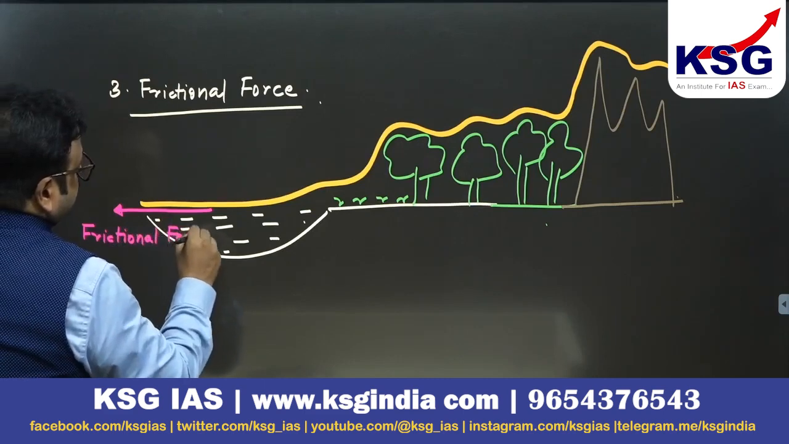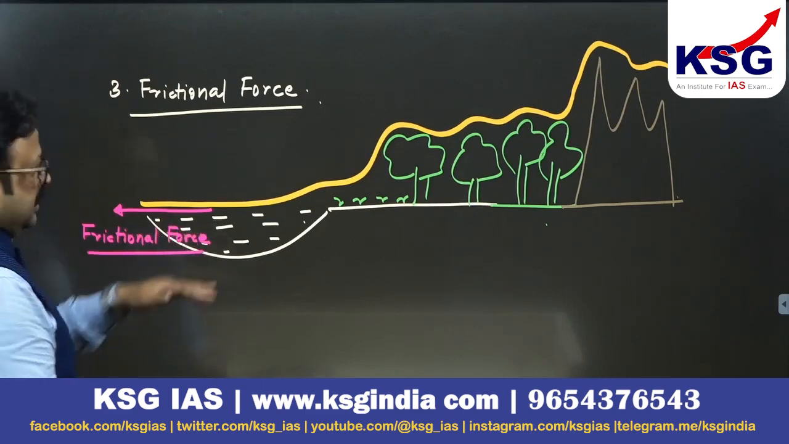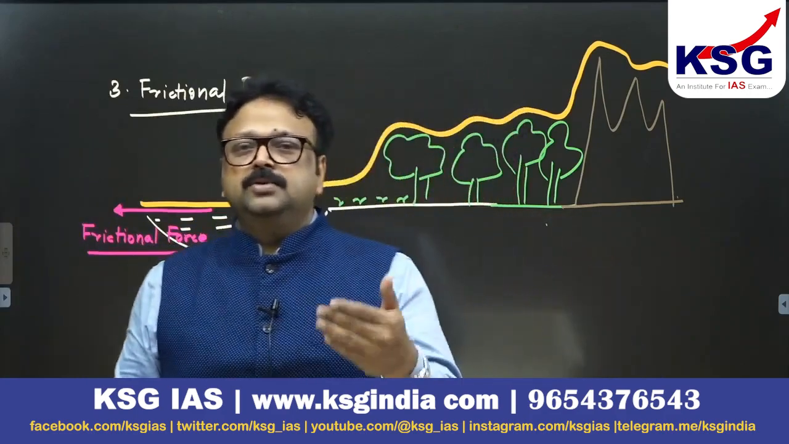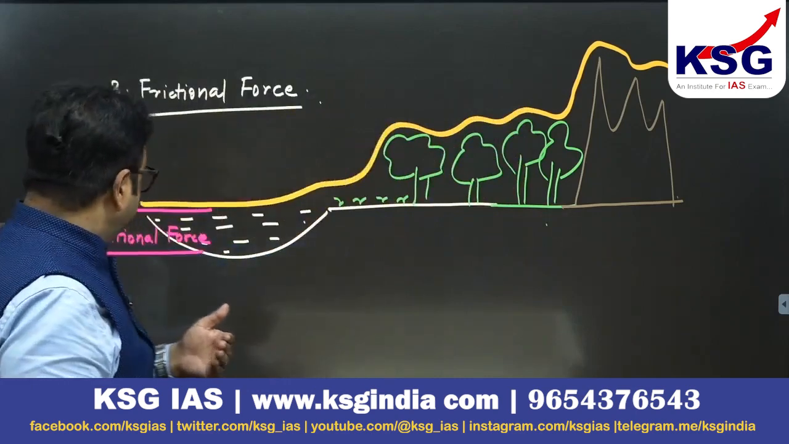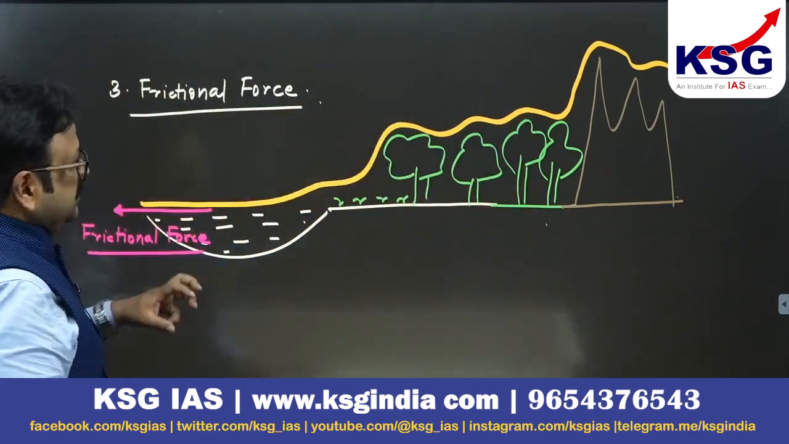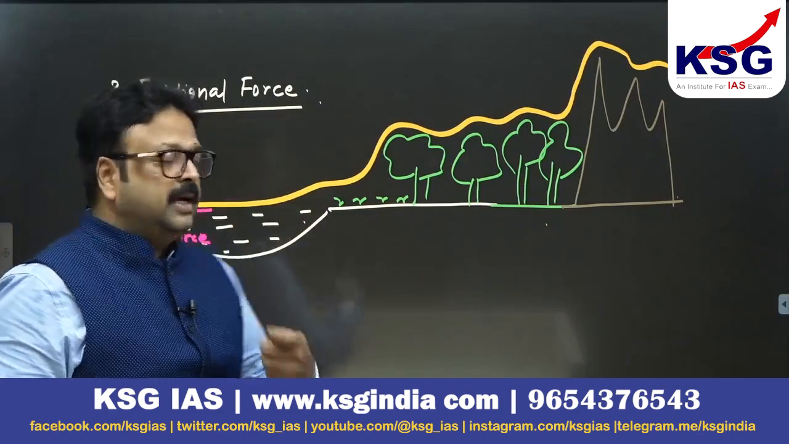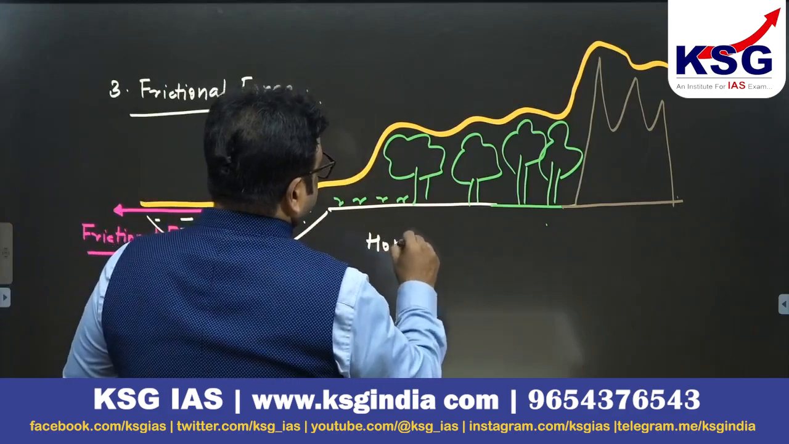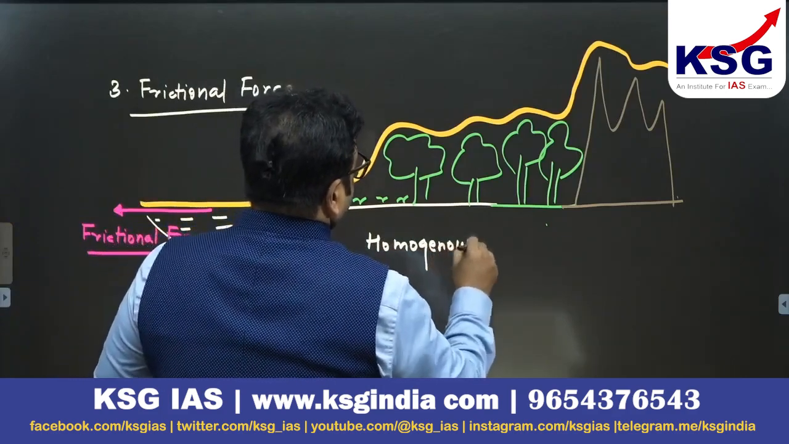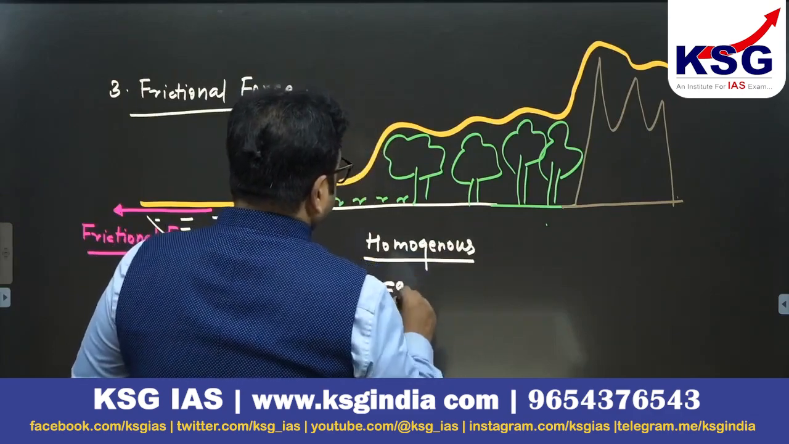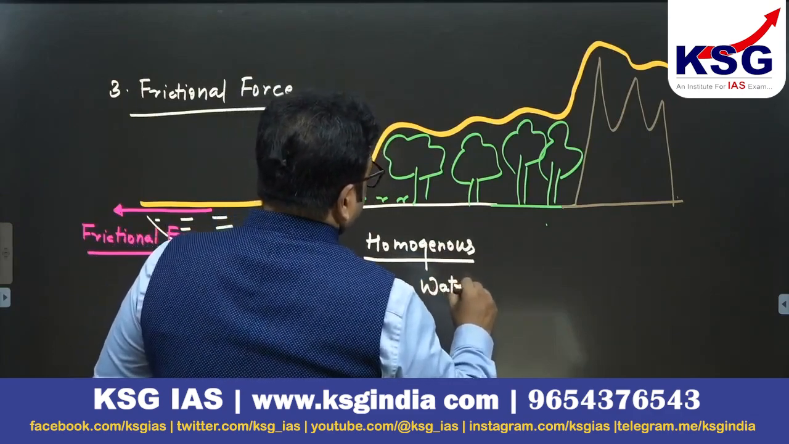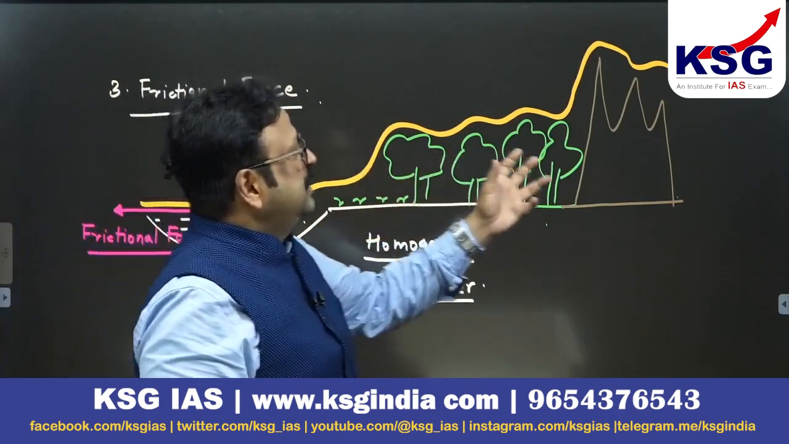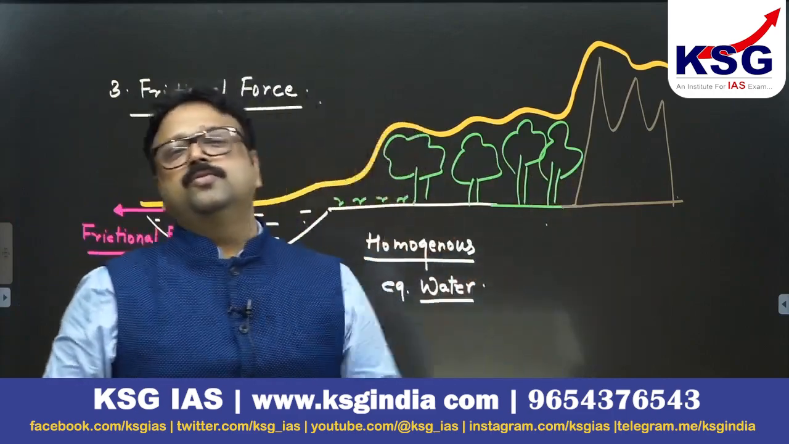Frictional force. If wind movement is taking place near the earth's surface, there is frictional force which is always acting in the opposite direction of the wind movement. And it depends upon the surface also. Suppose the surface is homogeneous, just like a water surface, what happens? Friction is going to be least possible. But what about hilly area? What about dense forest? Certainly it will give more friction.